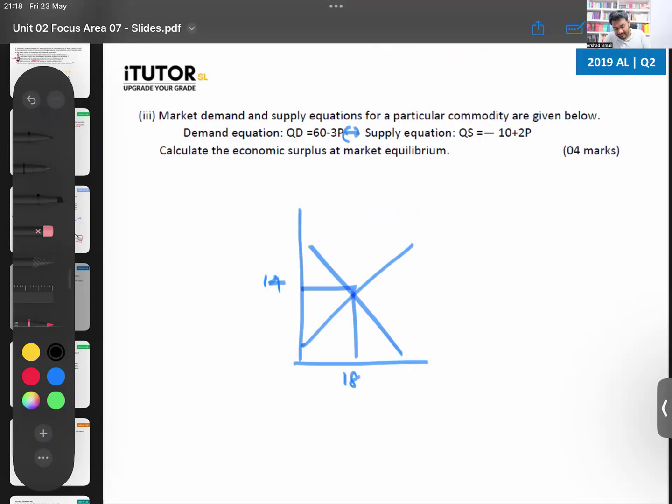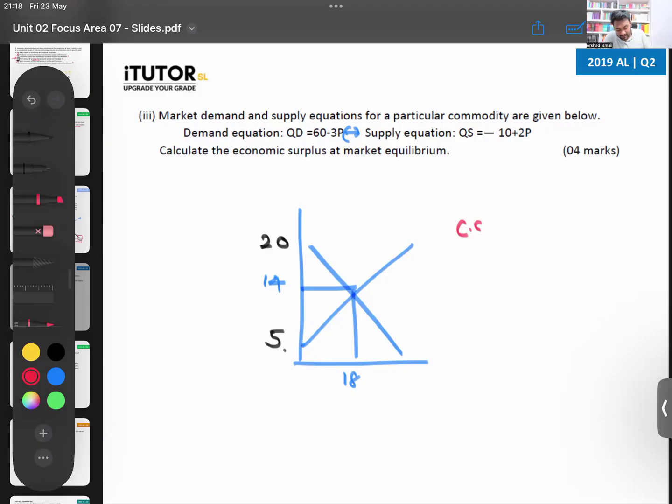Then, how much is the maximum demand price? Price when QD equals 0, you get 20. How much is the minimum supply price? Price when QS equals 0. That is 5. So now you have all the information. Now don't find the big triangle, find separately.